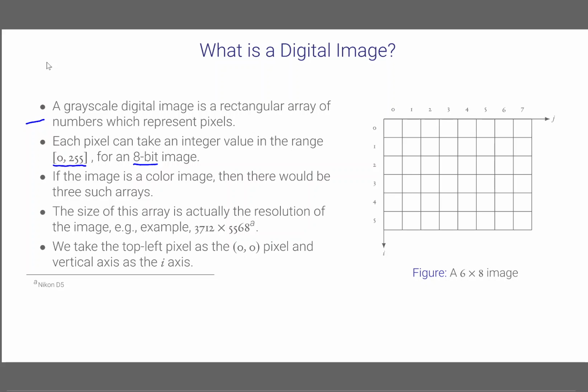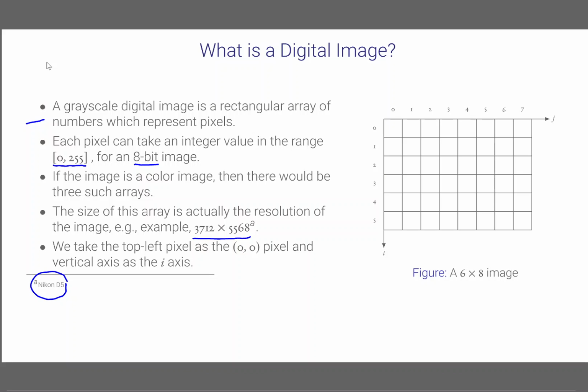If the image is a color image, then there would be 3 such arrays. The size of this array is actually the resolution of the image. For example, if we take a modern camera like Nikon D5, the size of the image would be typically 3712 pixels times 5568 pixels. So this would be the resolution of the image.